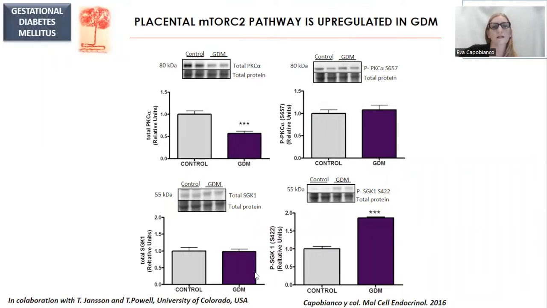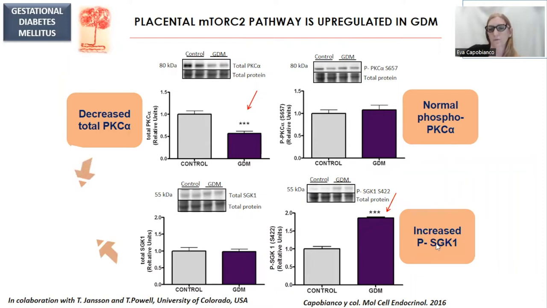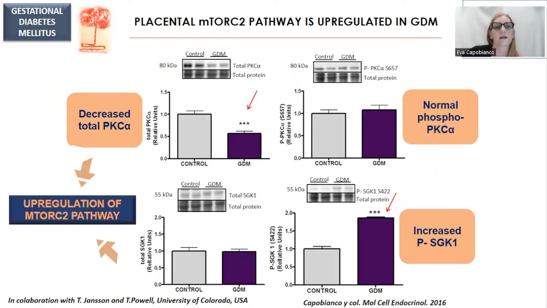We also studied the mTORC2 pathway in these placentas, and we observed a decrease in the total levels of PKC alpha at normal levels of phospho-PKC alpha, and together with the increase in the phosphorylation of SGK1, led us to conclude that in those placentas there was an upregulation of the mTORC2 pathway.